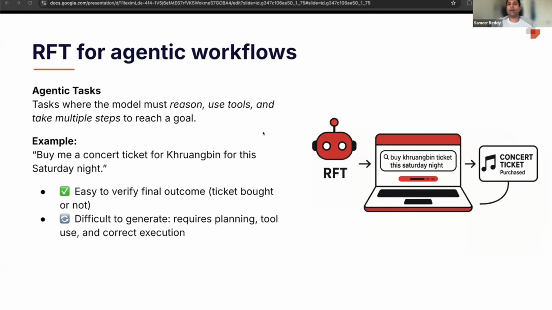You can imagine the model will need access to a browser, access to click on things. It needs to do a lot of reasoning and planning. So this is an example where SFT has really not been able to succeed at all, but RFT is extremely promising and ripe for making this possible.